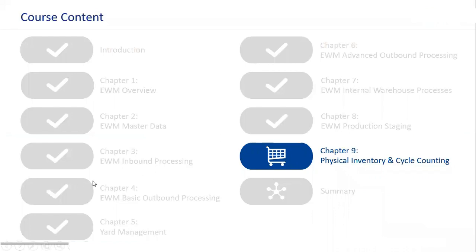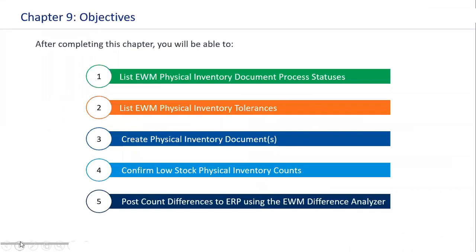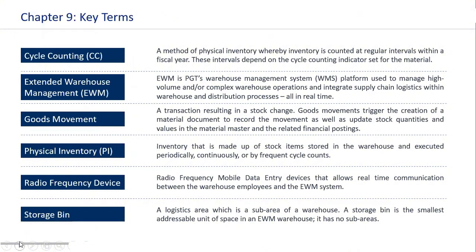There are repetitive slides between the 3 different types. There are a lot of slides, but we can skip through quite a few of them because they're literally identical. So in this chapter, we'll list EWM physical inventory document process statuses, physical inventory tolerances, create a physical inventory document and confirm low stock physical inventory counts, plus post count differences to ERP using the difference analyzer. So again, some of the terms that we've seen throughout so far. Please, again, just stop me if anybody wants me to go through anything.